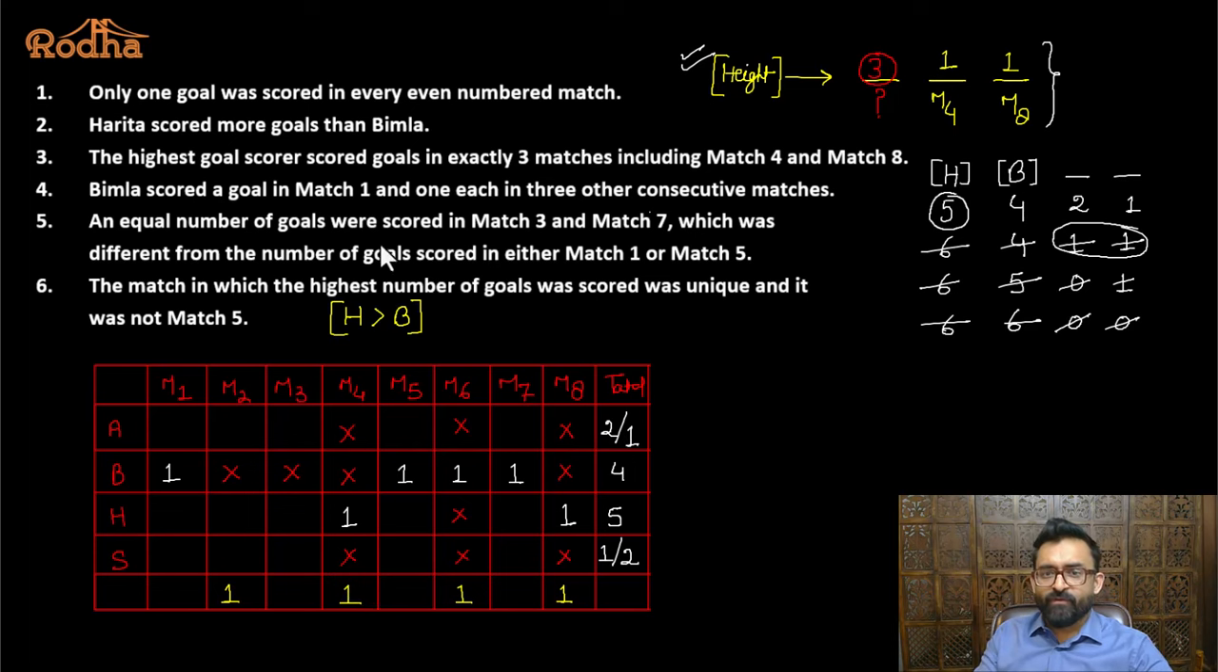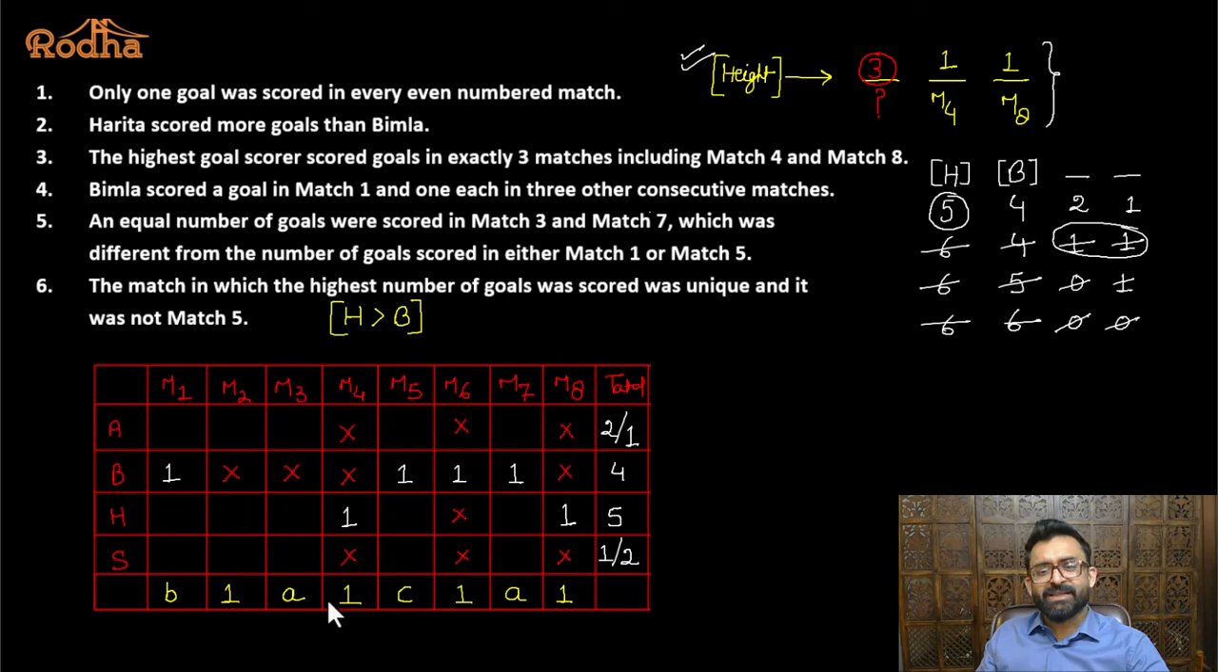An equal number of goals were scored in match 3 and match 7. So match 3 had an equal number of goals as match 7, which was different from the number of goals scored in match 1 and match 5. Fine. So A and A is the number of goals, and this is different from match 1 and match 5. Let's say these are the goals B and these are the goals C. I'm assuming it to be some variable.